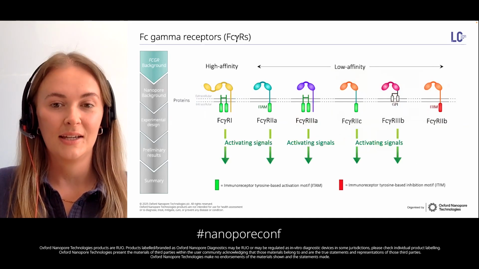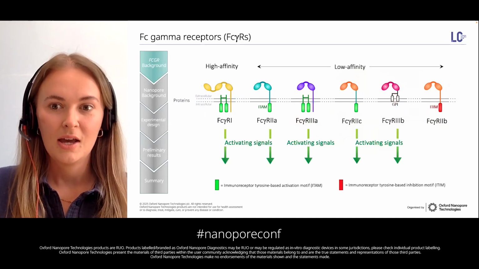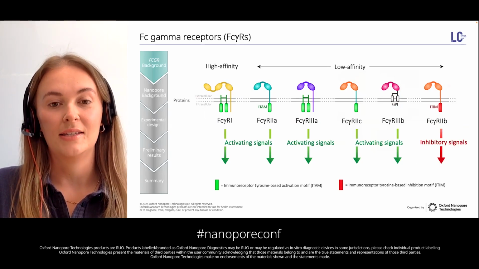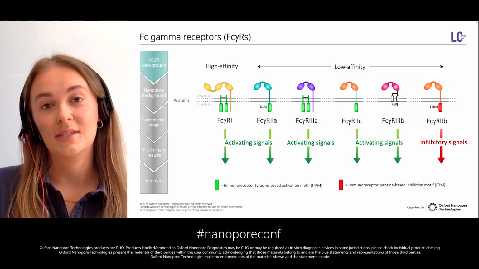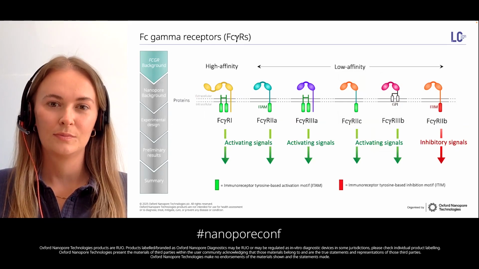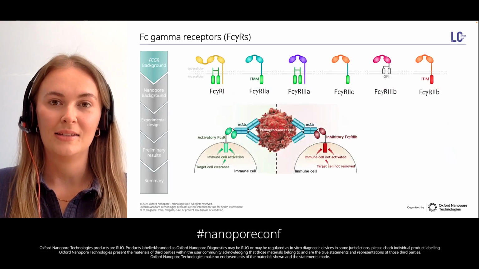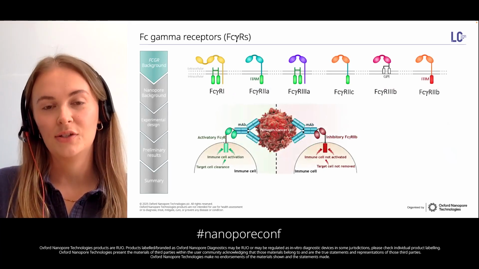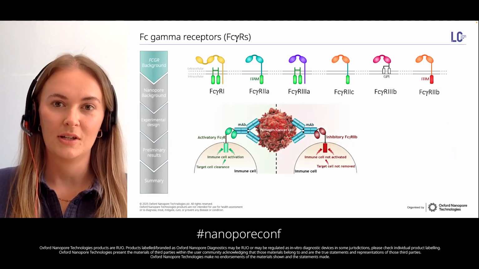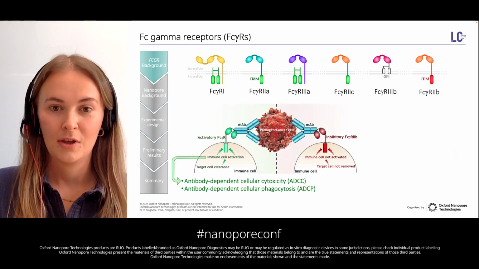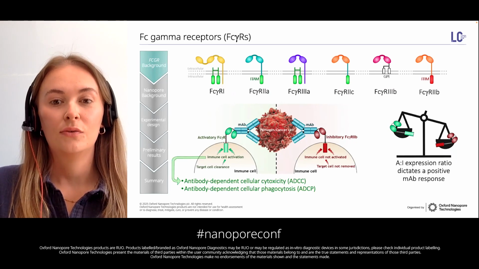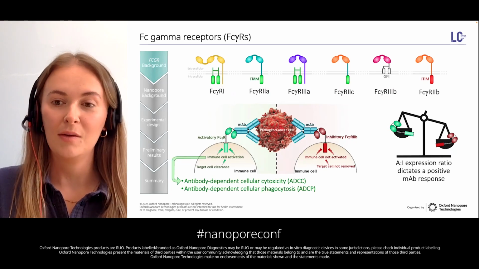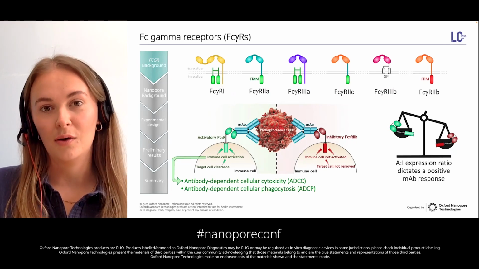They all have activating signaling capacity to induce an immune response, except the inhibitory FcγR receptor 2b, which when bound initiates an inhibitory signaling cascade that dampens down the effects of any activatory signals. So this protein family plays a key role in immune defense, coordinating the elimination of pathogens and infected cells through mechanisms such as ADCC and ADCP. But they are also crucial for monoclonal antibody immunotherapy, where the balance of expression between the activating and the inhibitory receptors shapes a successful outcome.